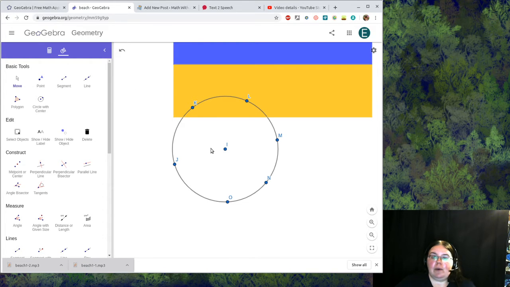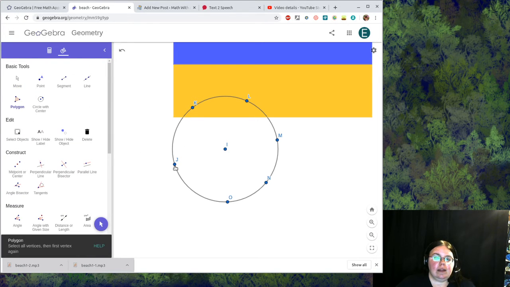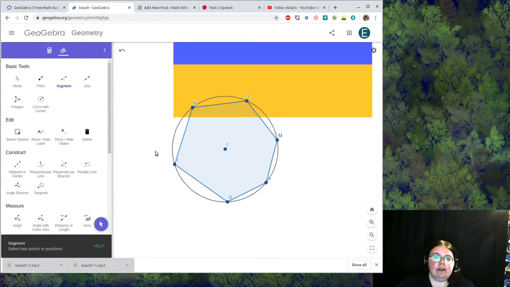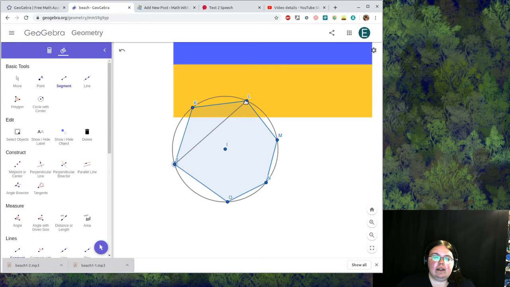Okay, now I'm going to draw a polygon using those points, and I'm just going to pick one point to start with, and then just go around the circle. So I'm not going to do any weird doubling back stuff. The next thing I'm going to do is come to the segment tool right here, and from one point I'm going to draw segments all the way across the polygon to the far corners until it's cut up into triangles.